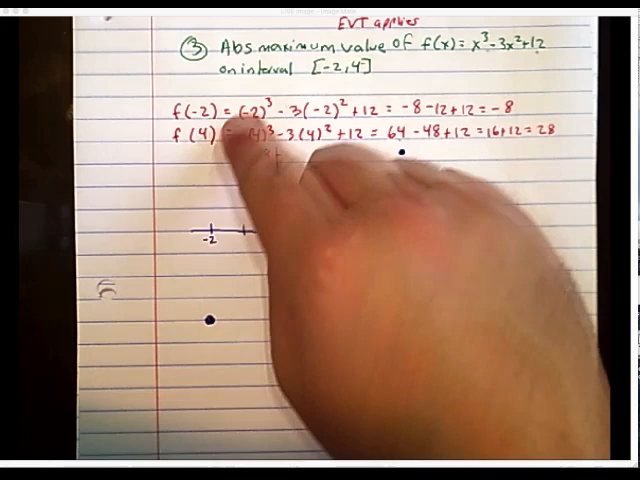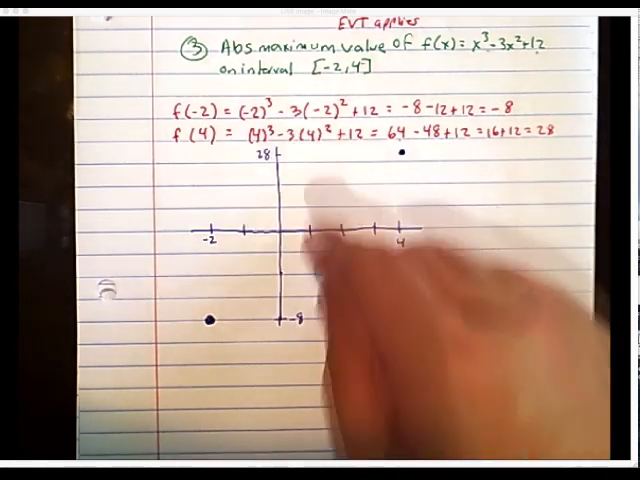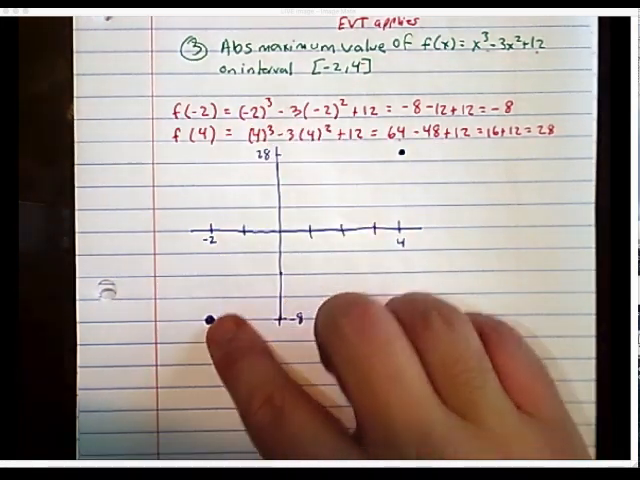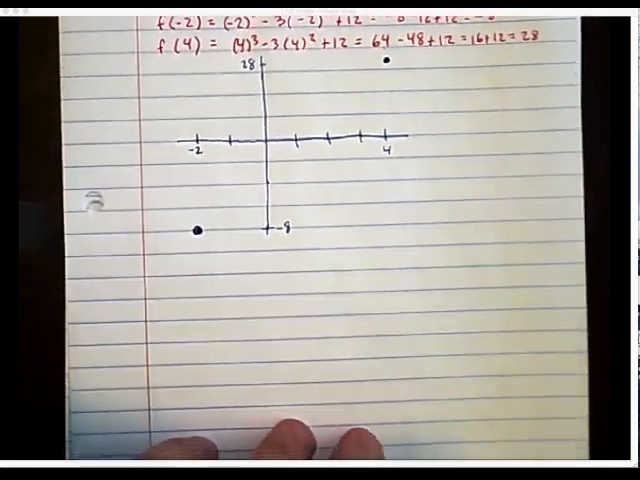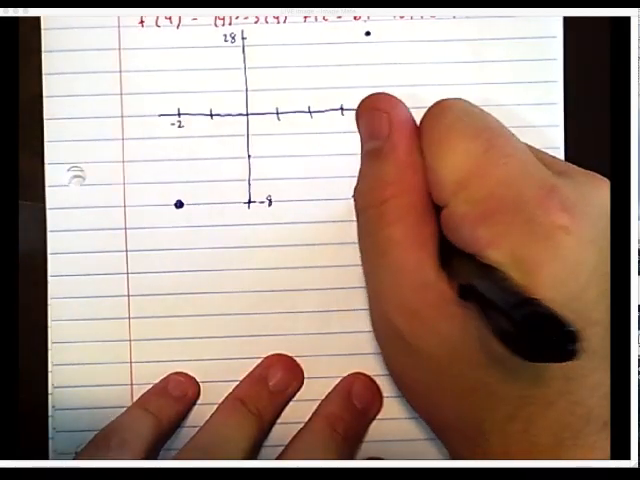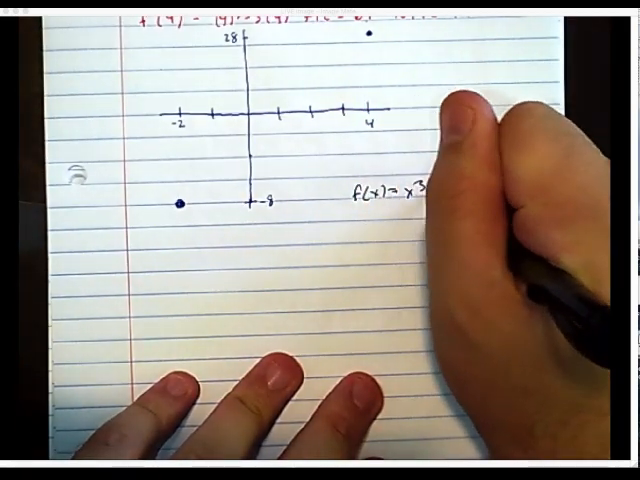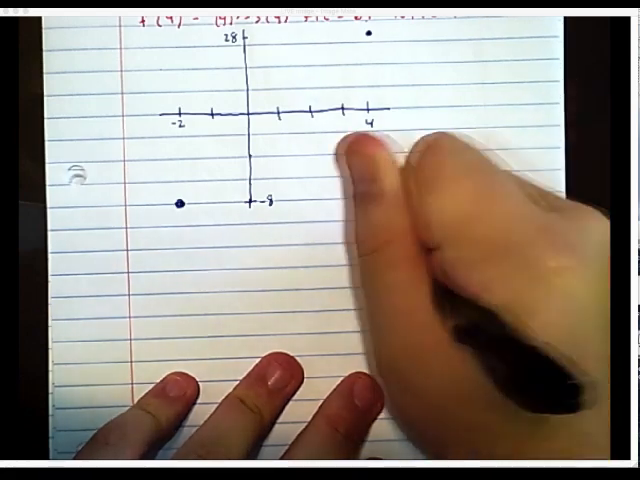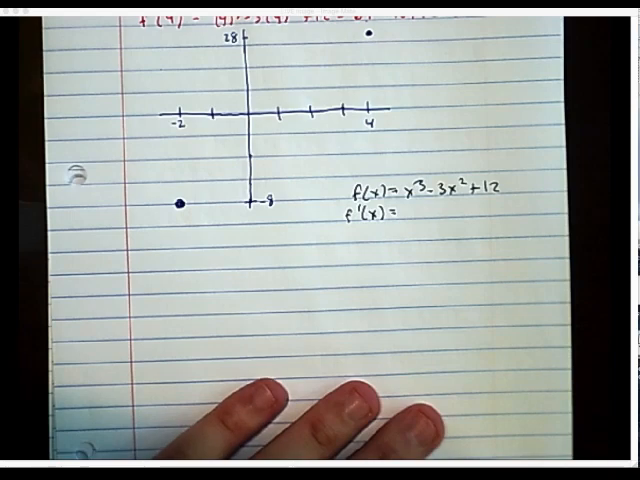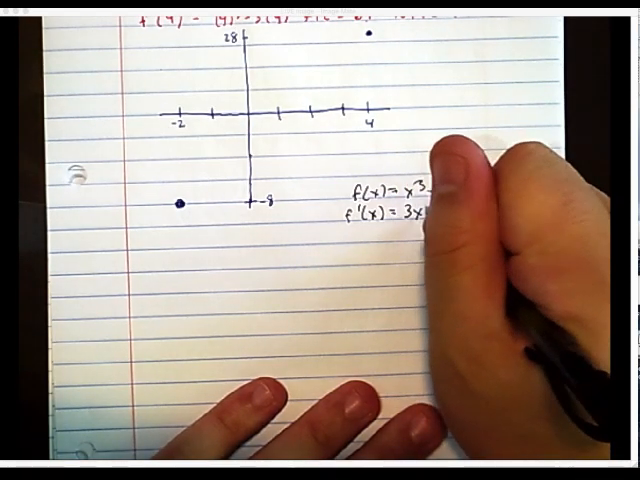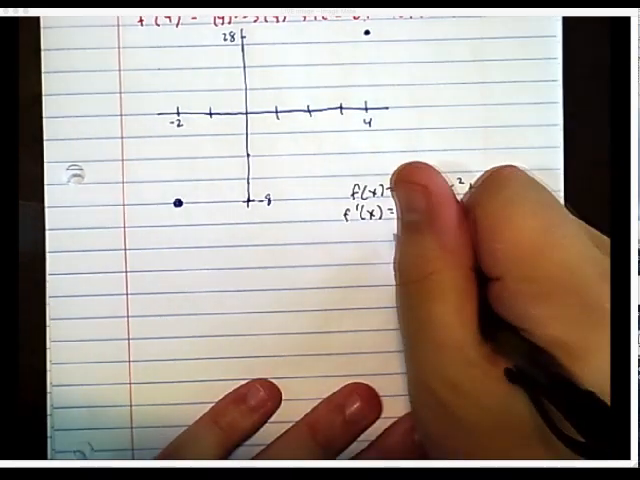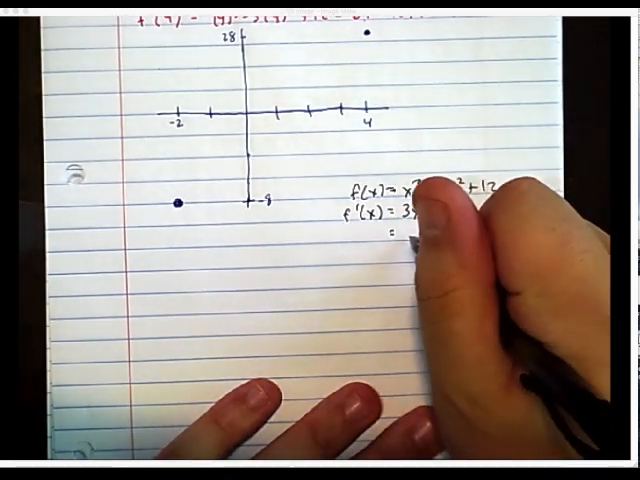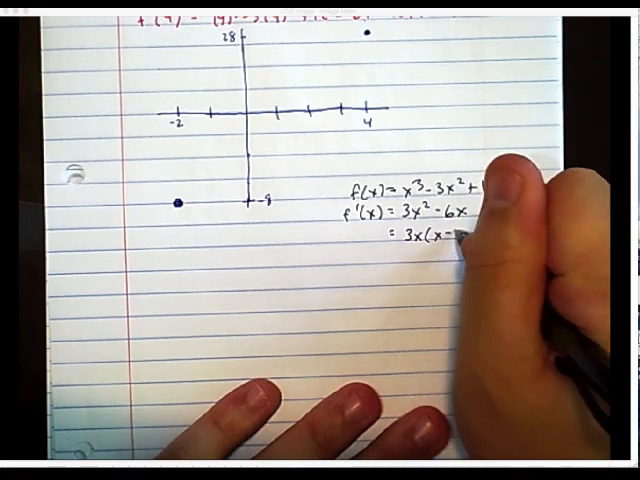But it might go up higher than 28 in between. It might sink down lower than negative 8 in between here. So the next thing we have to do is find the critical values. Okay, so f of x equals x cubed minus 3x squared plus 12. What would f prime be? F prime would be 3x squared minus 6x. And if you do some factoring, you could take out a 3x and you would get x minus 2.